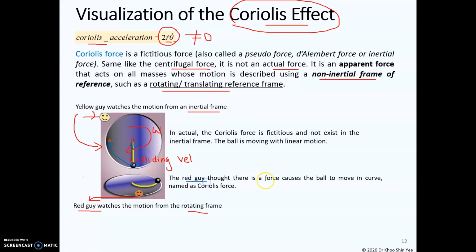This red guy thinks there is a force that causes the ball to move in a curve, which is known as the Coriolis force. In actual fact, the Coriolis force is fictitious and therefore does not exist in the inertial frame here. If you are the yellow guy in the inertial frame, then you see the ball move in a straight line, and there is no Coriolis force that makes the motion curved here. The Coriolis effect can be found in the rotating frame, where you assume there is a fictitious force, the Coriolis force, that causes the ball to move in a curve.